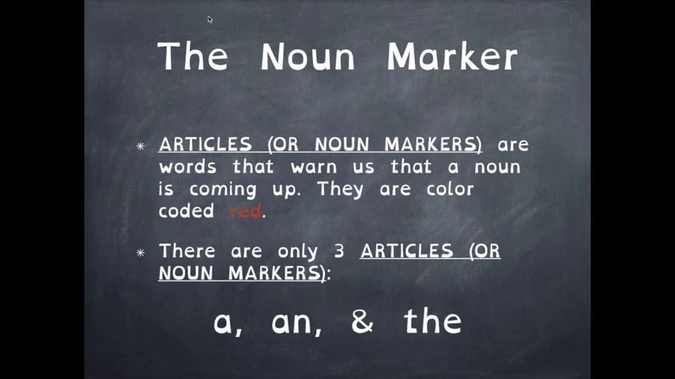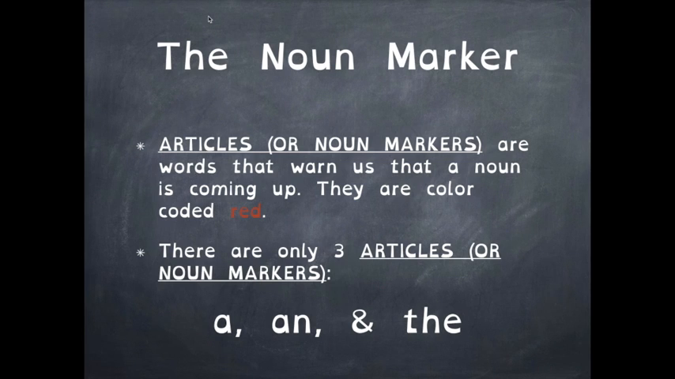It's also known as the noun marker. You might hear me use those terms interchangeably. Their actual term is articles, so I'll try to use that one. They are words that warn us that a noun is coming up in the sentence, and they're color-coded red. So anytime you see one of these words, you'll know there's going to be a noun coming up. There's only 3 of them: a, an, and the. You can see them down there at the bottom of the slide.